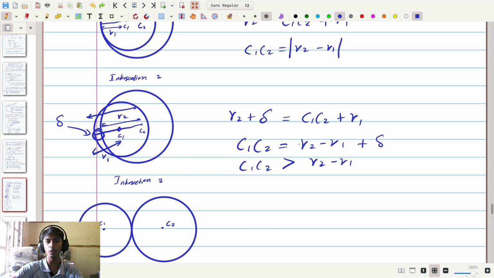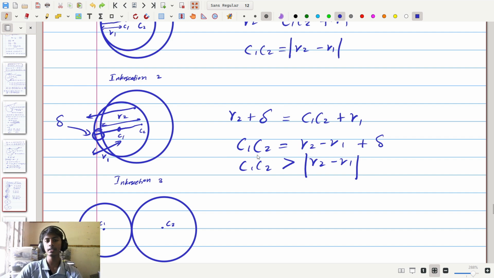But for now, let's consider that r2 in our definition is the bigger radius. However, for a random person using this formula, they have no obligation to use r2 as the bigger radius. Therefore, to accommodate that, let's additionally put an absolute value sign in between these two, because they might choose r1 as the bigger radius. So in order to accommodate that, we say that the distance between the centers c1, c2 is bigger than the absolute difference between r2 and r1.